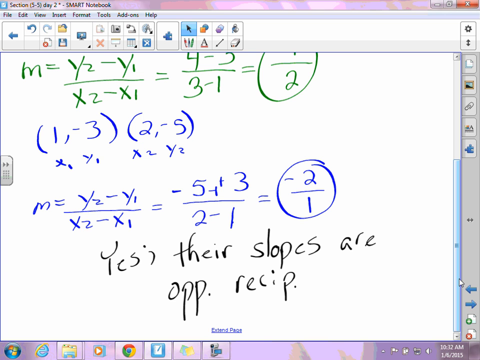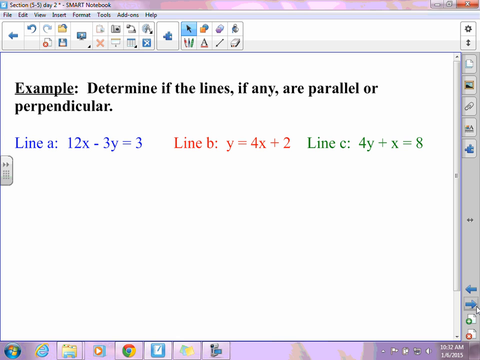Determine if the lines, if any, are parallel or perpendicular. Okay? So take a look at line A. This is on your test, by the way. It's on your test review. So you want to make sure you take really, really good notes. Star it, highlight it, put it somewhere in gold, laminate it. It's huge.